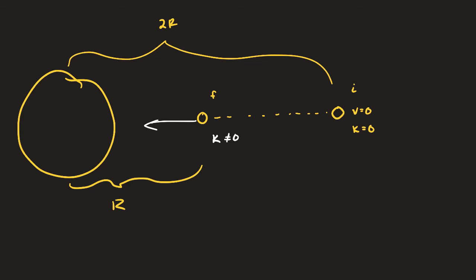By conservation of mechanical energy, the energy here has to equal the energy here. So I can see that here I have energy of just gravitational potential, which by definition has to be minus m1, m2, G over 2r.